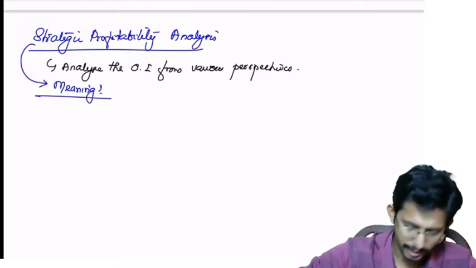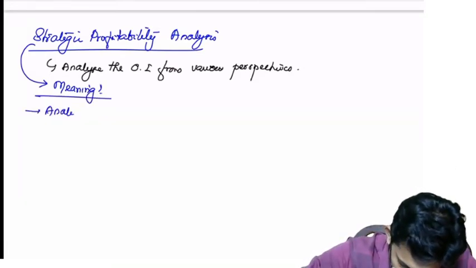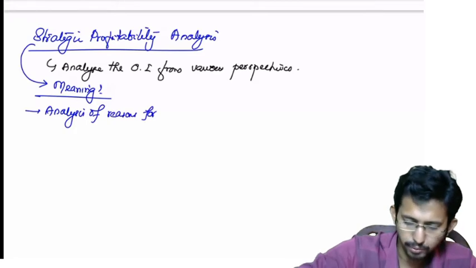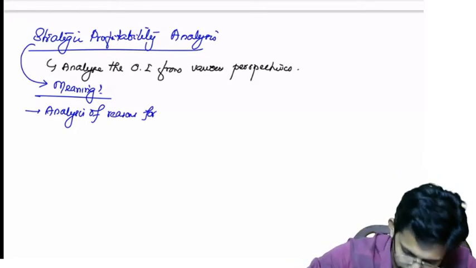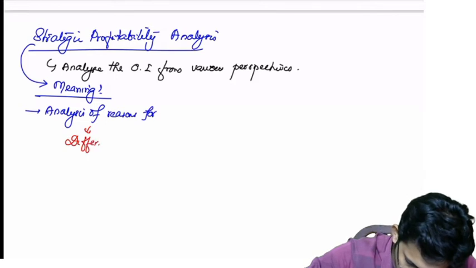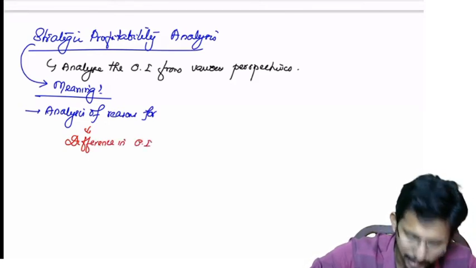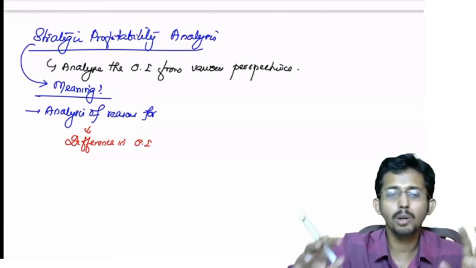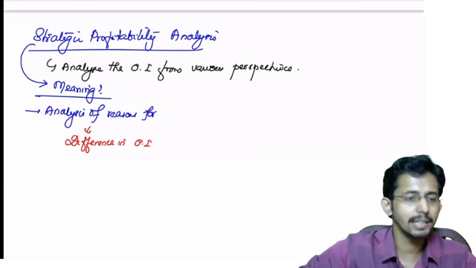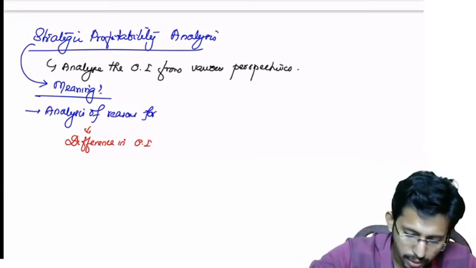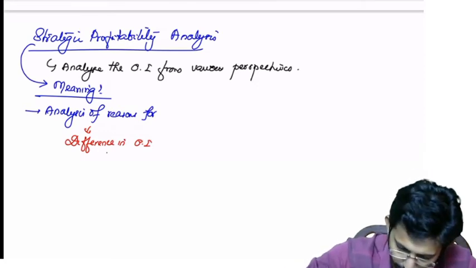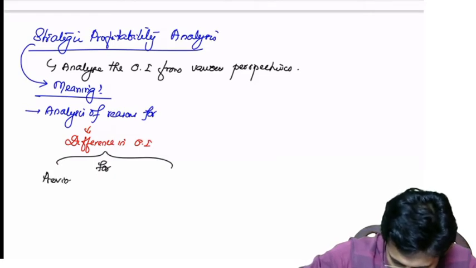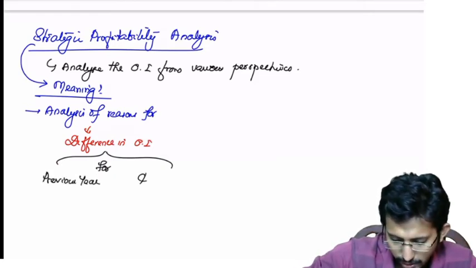And if you ask me what do you mean by strategic profitability analysis? It is analysis of reasons for difference in operating income. That is profitability analysis. You are analyzing the difference between operating incomes. But which of these operating incomes do you compare? Operating incomes for the previous year with the current year.